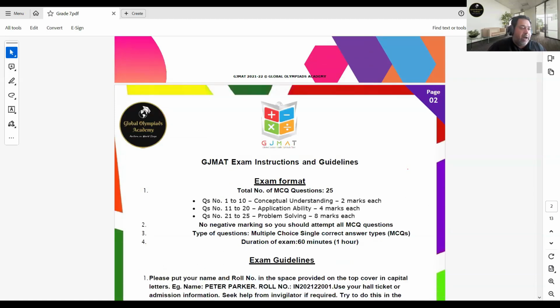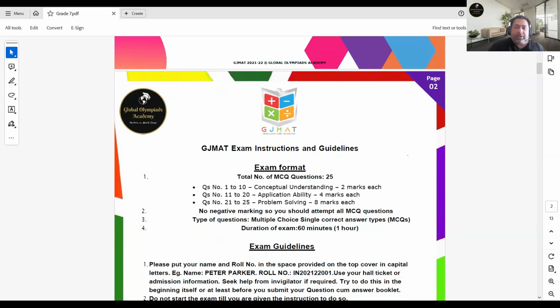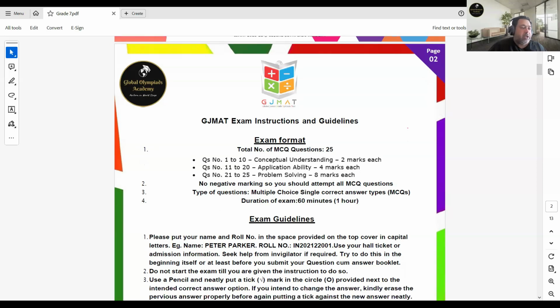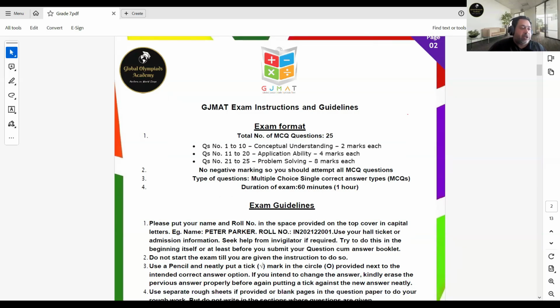So this exam had 25 multiple choice questions, MCQ questions, with 5 answer options for each question, out of which only a single answer is correct. Question number 1 to 10 had conceptual understanding questions which were 2 marks each. Question number 11 to 20 were on application ability, which were typically word problems with 4 marks each. And question number 21 to 25, that is 5 questions around problem solving skills, which were non-routine problems. These were 8 marks each.